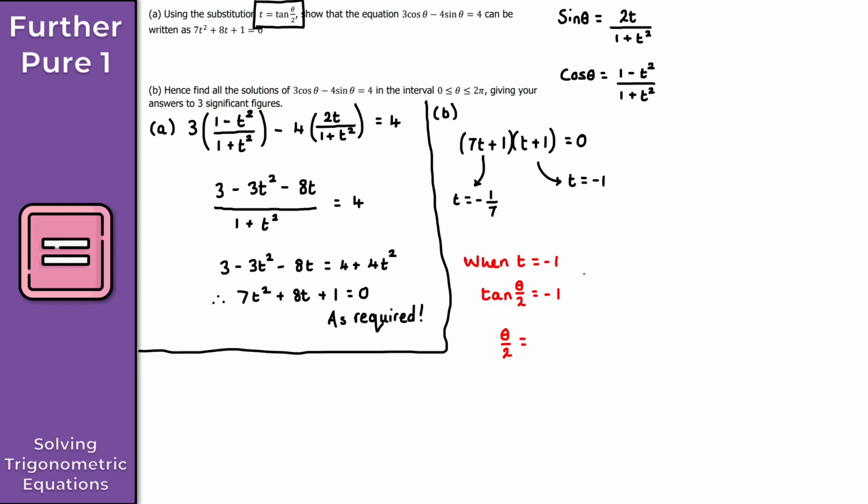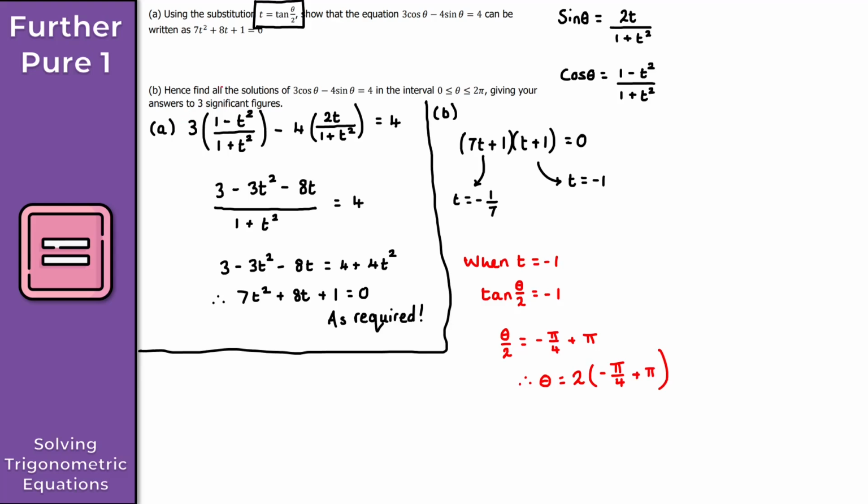Okay, so when I add pi to that, it takes it into this interval, which is what we want, right? So I'm going to get minus pi over 4 plus pi. What I also need to do now is times through by 2, right? Because we want to solve for theta as opposed to theta over 2. In that case, theta is going to be equal to 2 lots of minus pi over 4 plus pi.